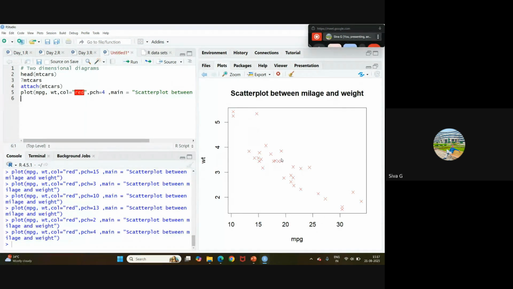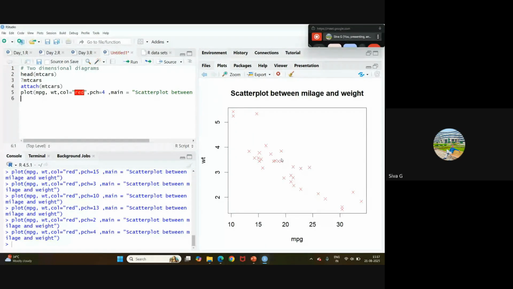Maybe we can consider this as a regression model, to fit a regression model between mileage and weight, so that we can estimate mileage based on the given weight. Very simple, right? So like this, we can draw scatter diagrams. If you want to change the values, you can change them. You can go for any data set.